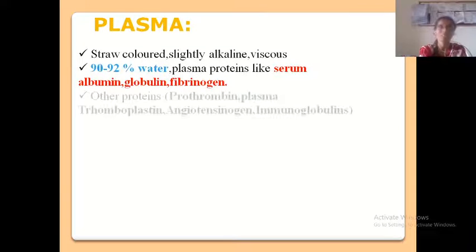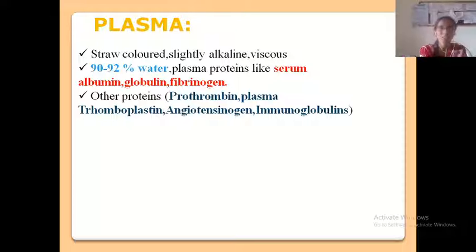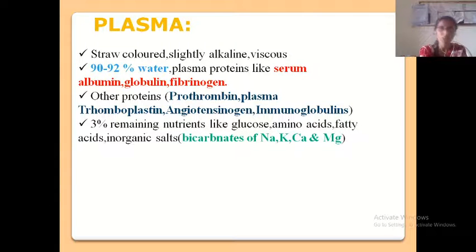First, we will consider the plasma. How do you isolate plasma from blood? Blood consists of blood cells and plasma, and if you centrifuge the blood and separate all the blood cells, the remaining straw colored liquid is called plasma. The major component of plasma is water, approximately 90 to 92 percent.